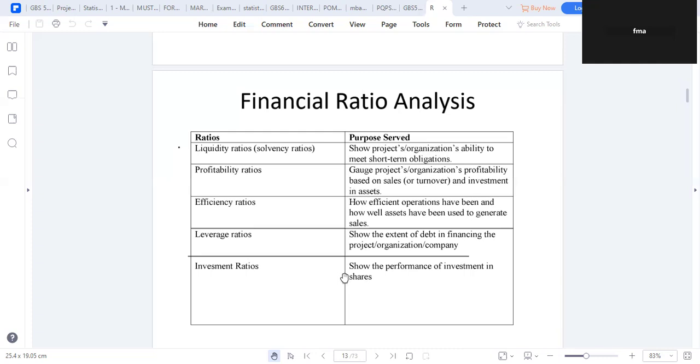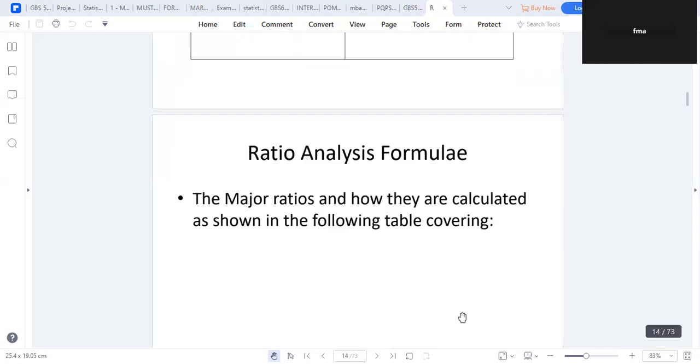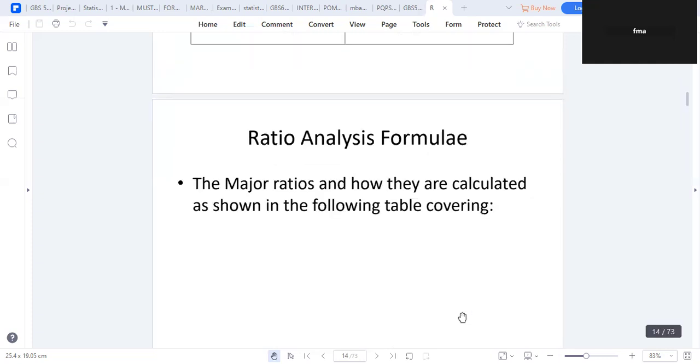So we also have investment ratios, which show the performance of the investment. We know that shareholders are cardinal, important owners and custodians of financial accounting information, so they will want to know if the investment has been put to good use.